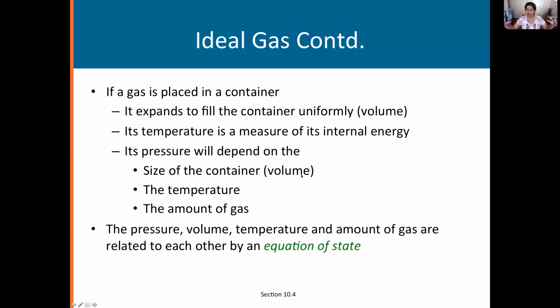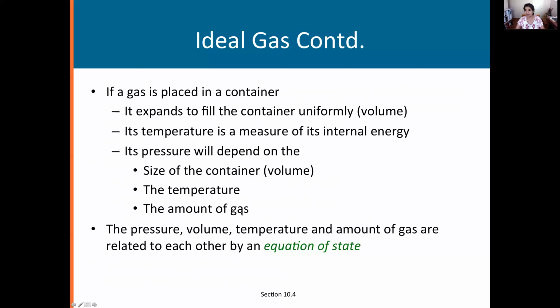If I make my container bigger and keep the number of particles the same, then I'm going to have fewer collisions on the side because now it takes longer for my particles to find a wall to collide against. So it's inversely proportional. The bigger the volume, the smaller the pressure. It also depends on the temperature, because how fast these particles are moving will determine how much change in momentum we have upon collision with the wall. And that velocity, we know, is determined by the temperature. The higher the temperature, the greater the change in momentum, the greater the force, therefore the greater the pressure. So we expect a direct correlation. Higher temperature, higher pressure.